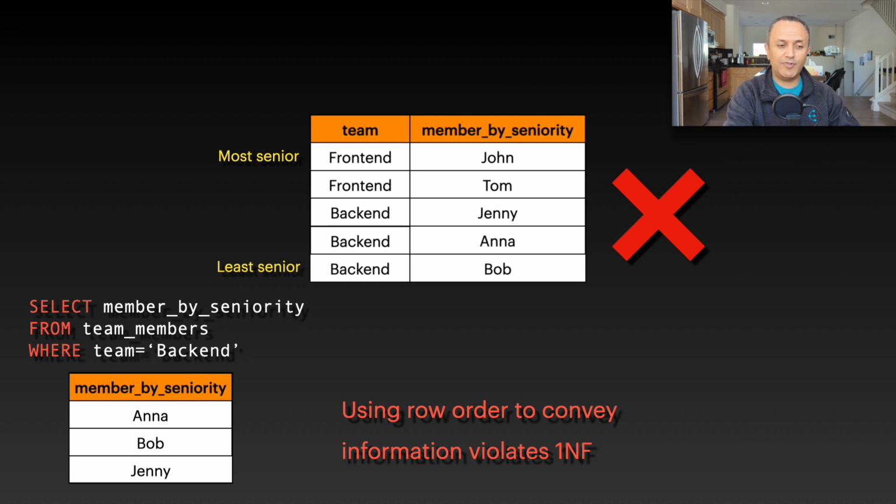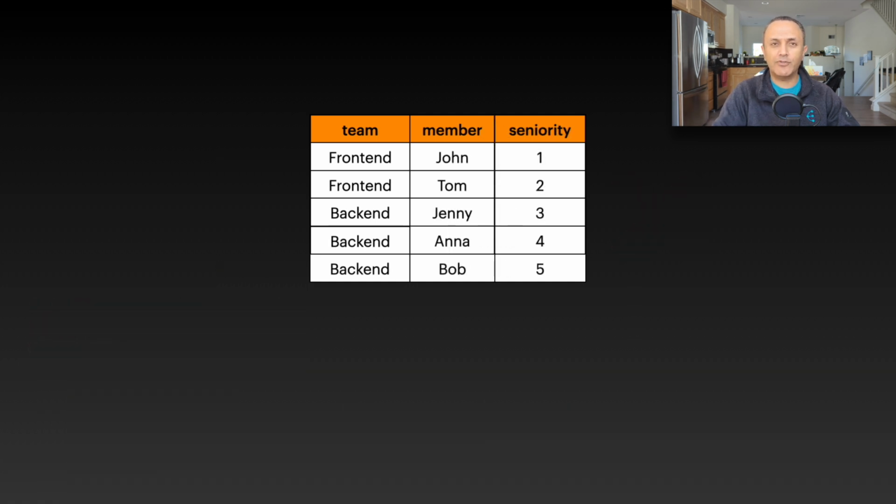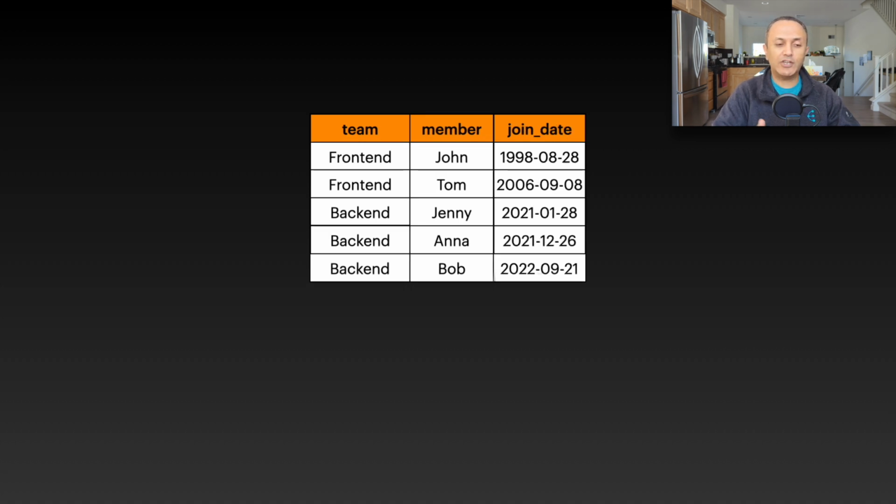So if I want to represent the seniority or the order of the people by joining the team, I can simply add another column that has this order. So 1 means like first person joined the team, 2 second person, and so on. So this way I can easily get that data in the order that I want. Even better would be to store the actual join date.